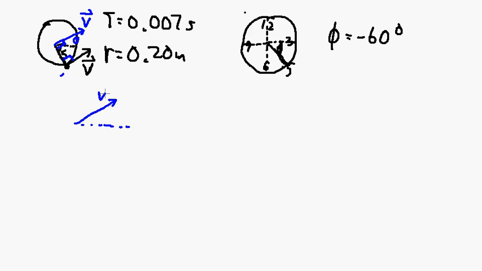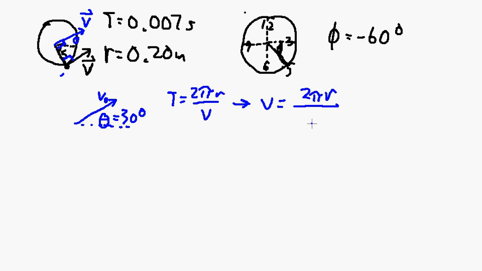I'm just going to draw this. Here's V naught, our initial velocity vector. The angle theta here equals 30 degrees. And then V naught is the speed it had when it was going around the circle, right? So T equals 2 pi r over V, if you'll recall, but we also know that V equals 2 pi r over T. This is just multiplying both sides by V and dividing both sides by T.